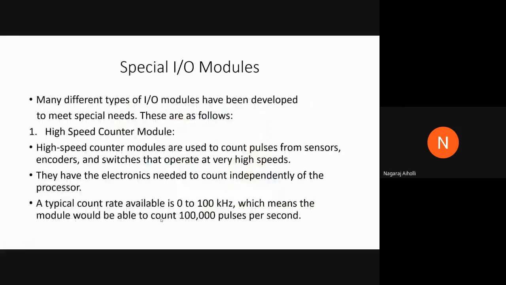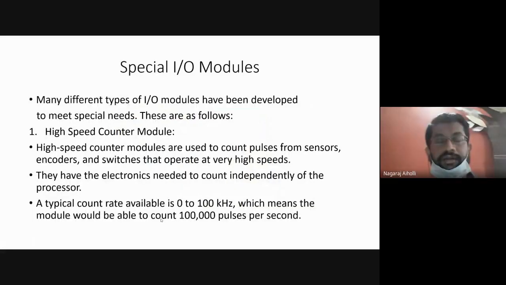Next, we'll move on to a unique type of I/O modules which are meant to perform certain special applications. These are the input output modules which are meant to perform different or special types of applications. Many different types of I/O modules have been developed to meet special requirements or needs. These are as follows.